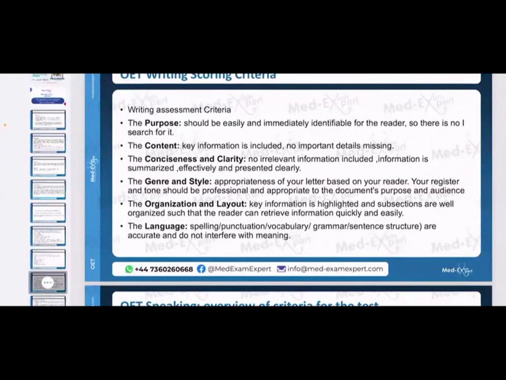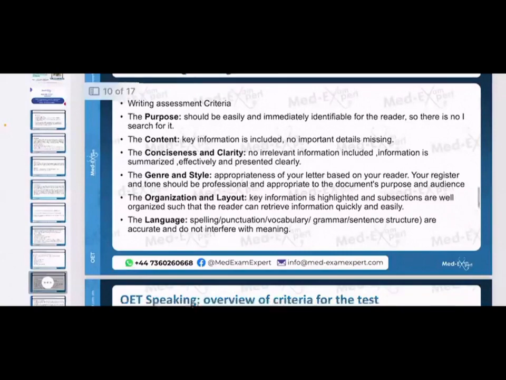For genre and style, it is the appropriateness of your letter based on your reader, your register, and tone. It should be professional and appropriate to the document's purpose and audience. Next is organization and layout. Key information is highlighted and subsections are well organized such that the reader can retrieve information quickly and easily. And for the language, spelling, punctuation, vocabulary, grammar, and sentence structure are accurate and do not interfere with meaning.